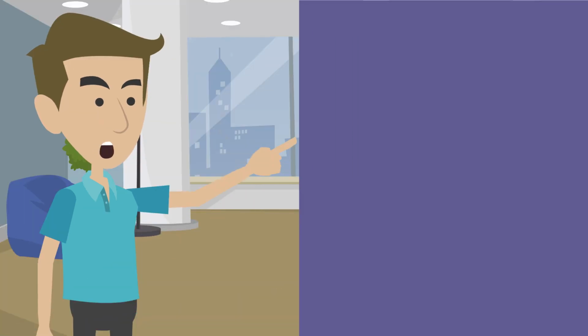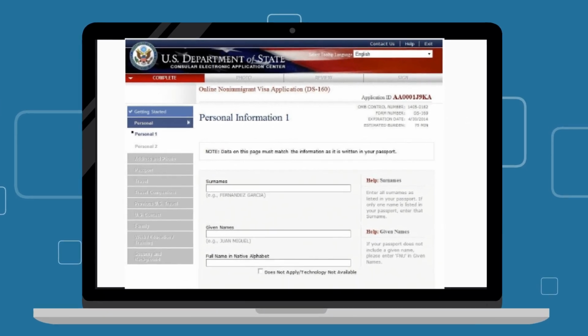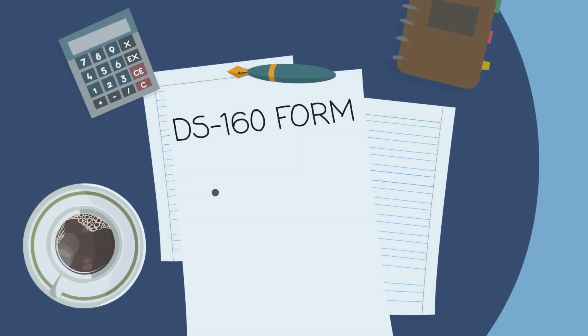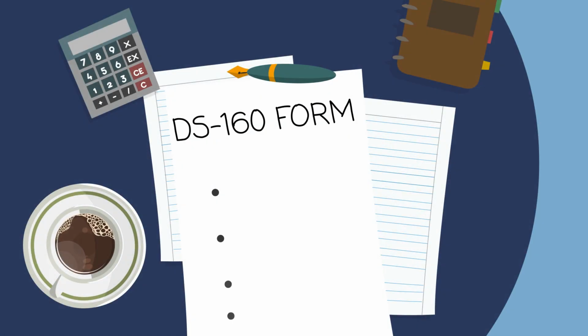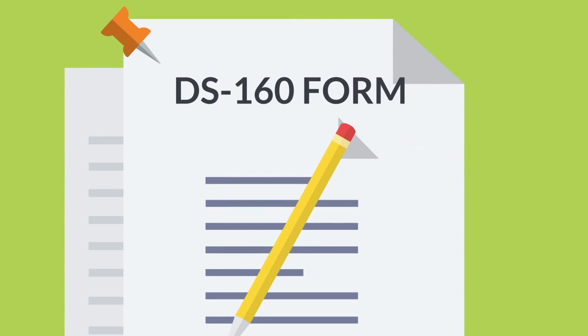Step 3. Complete the DS-160 form. The DS-160 form is an online application for a non-immigrant visa. You'll need to complete this form in order to apply for your F1 student visa. The form will ask for basic information about yourself, your education, and your travel plans. Be sure to fill it out completely and accurately.